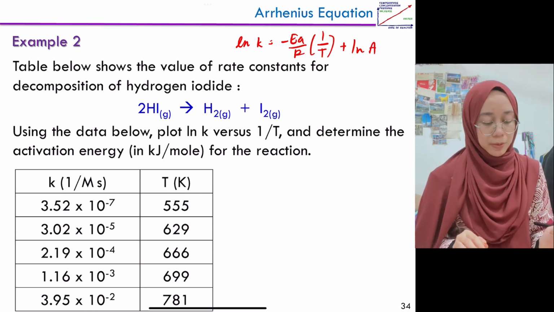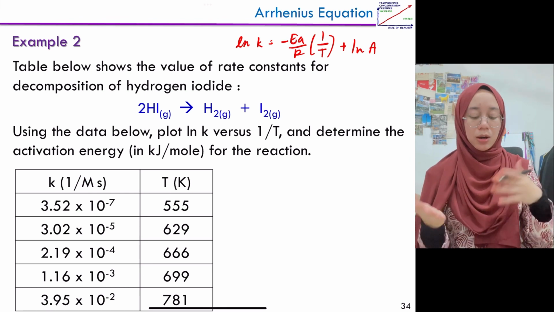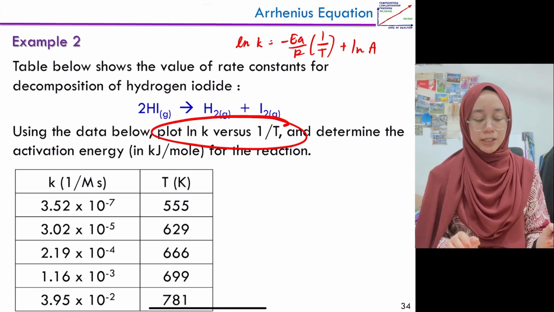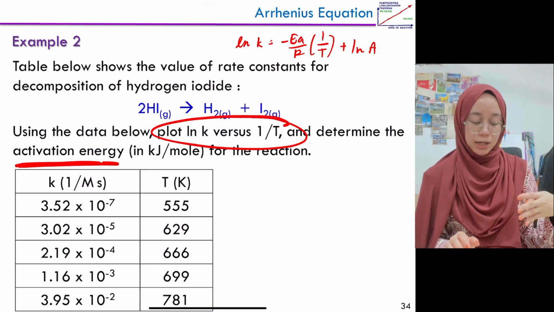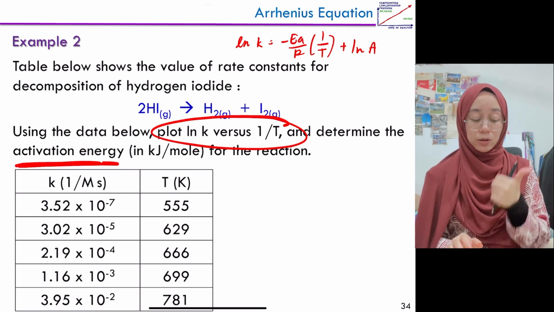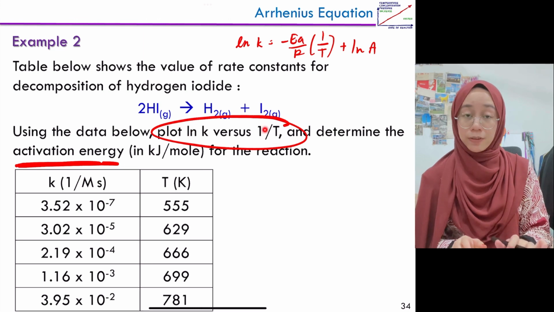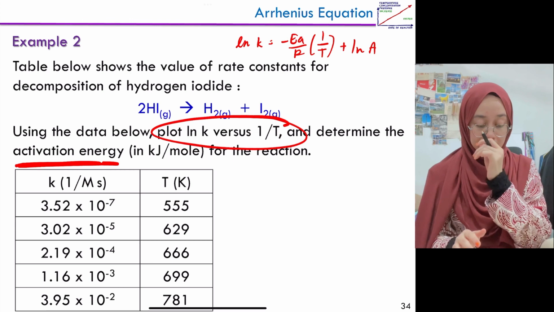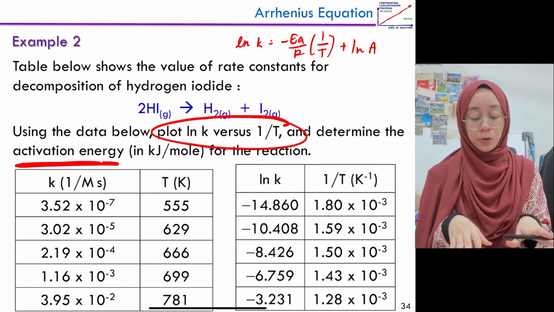Okay, so the table below shows the value of rate constant for the decomposition of hydrogen iodide. So using the data below, plot ln K versus 1 over temperature and determine the activation energy for the reaction. So you have to determine the activation energy. Given data to you is only K dengan temperature je. Rate constant dengan temperature je. Tapi you have to plot ln K dengan 1 over T. So kamu kena buat another set of data kan, another set of table yang ada ln K dengan 1 over T. So ni Miss dah buat siap-siap lah untuk kamu kat sini.